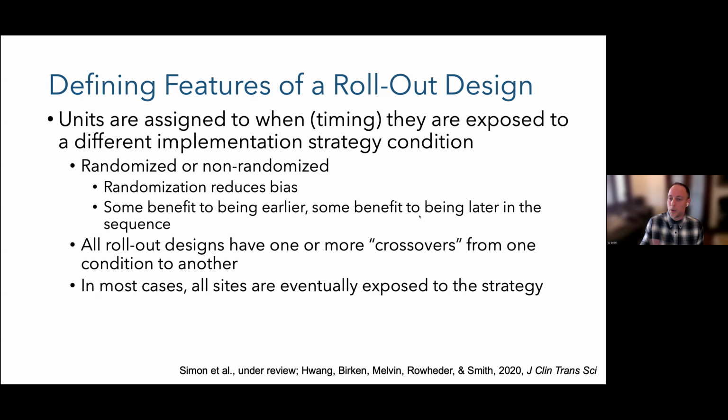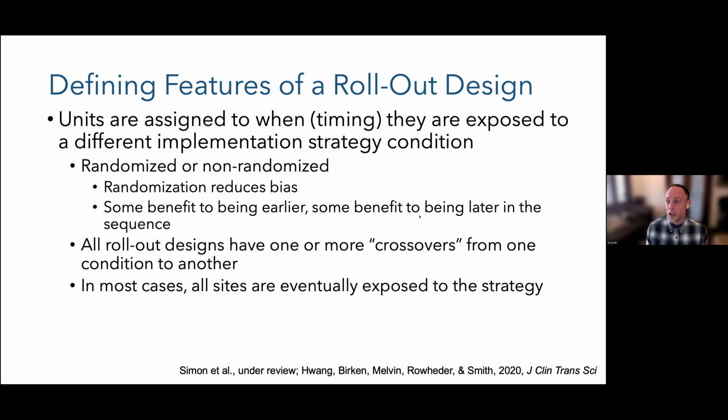So units are assigned to when they are exposed to the different implementation strategy condition. These can be randomized or non-randomized, but again, reducing bias through randomization. All rollout designs have one or more crossovers. So that's one thing that's quite different from a stepped wedge. A stepped wedge only has one crossover, meaning you have one intervention. And that is a defining feature. Anybody who tells you otherwise, it's wrong.